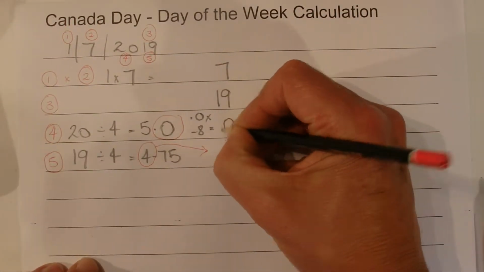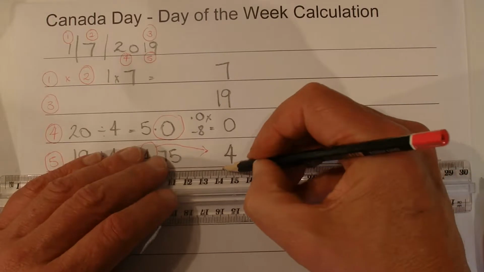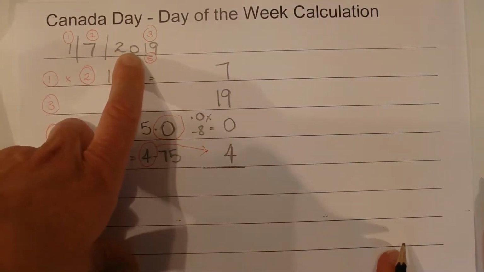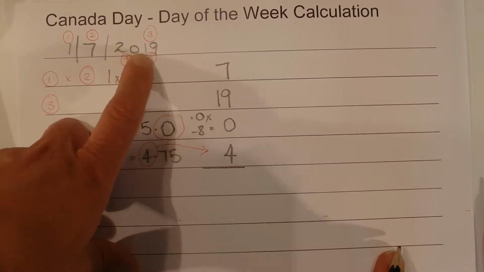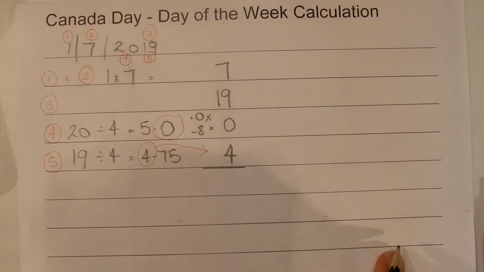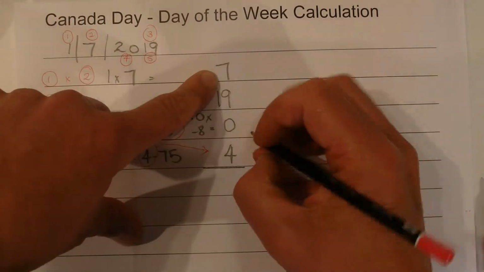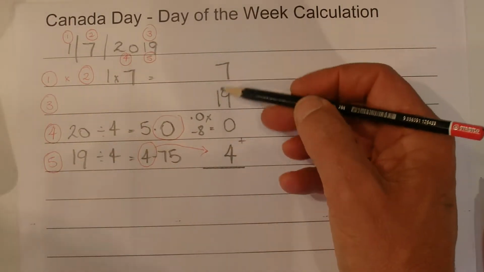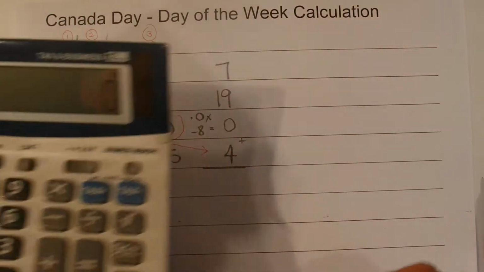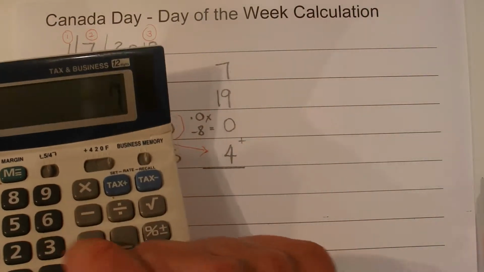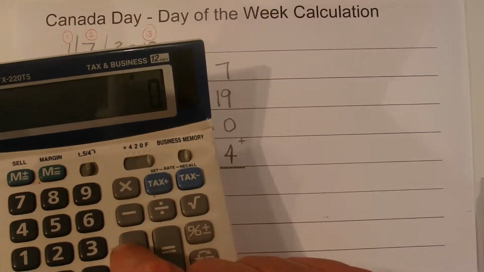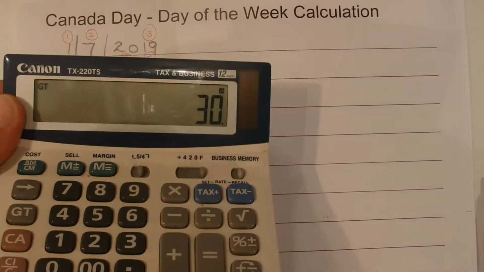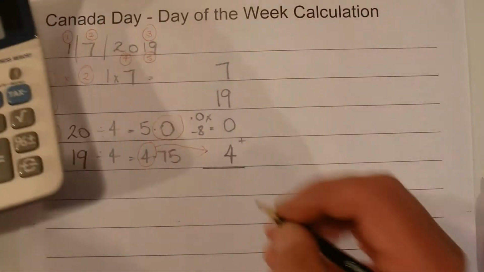So that's going to be 0 in this case, and 0 for any Canada Days in the 21st century. But anyway, I digress a bit there. So we've got 4 numbers there, and we just need to add those 4 numbers together: 7 plus 19 plus 0 plus 4. And the answer there, hopefully you can see on the calculator, is 30.